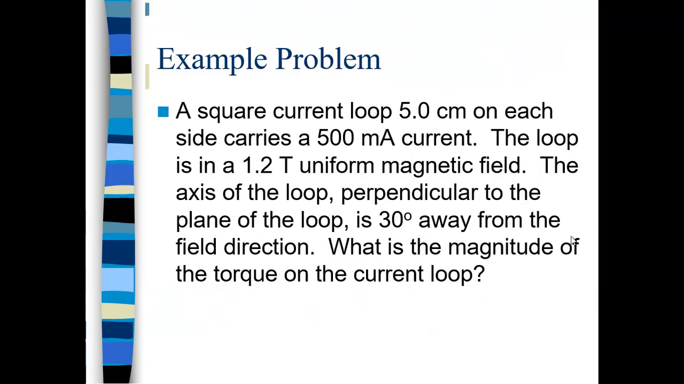Okay, so let's consider an example. I'm going to attempt to do an example at home here with my document camera, so please have mercy on me. So let's say we have a square current loop, and it's 5 centimeters on each side, and it carries a current of 500 milliamps, or a half an amp. And the loop is in a 1.2 Tesla magnetic field. And the axis of the loop is perpendicular to the plane of the loop, but it's 30 degrees away from the field direction. So we want to find the magnitude of the torque on the current loop.